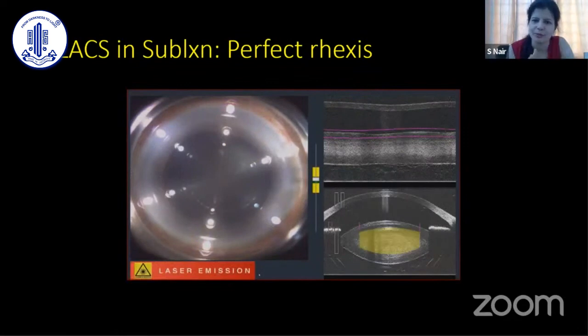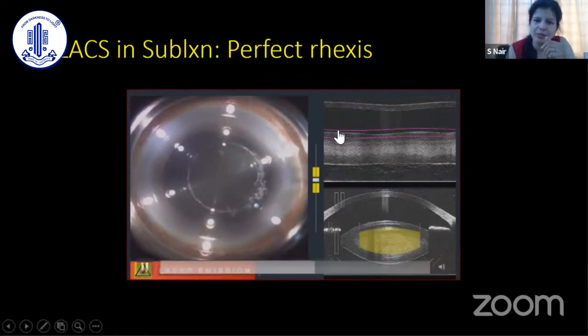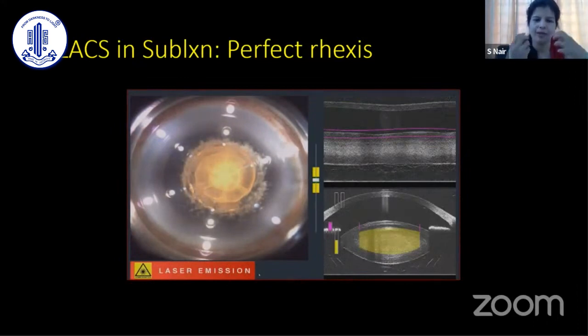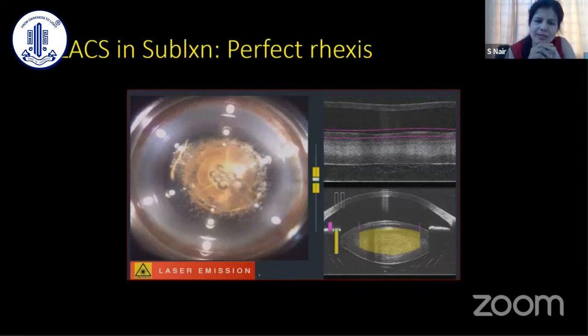You don't have to tug, you don't have to pull. Also, there are some undulations on the capsule, if you can see in the OCT picture. So you may need to adjust your delta a bit upwards and a bit downwards more than what is usually programmed, so that the entire capsule is covered. So you have a pre-programmed rhexis, you have pre-nucleotomy done. So the maneuvers decrease a lot and the chances of error are also drastically reduced.